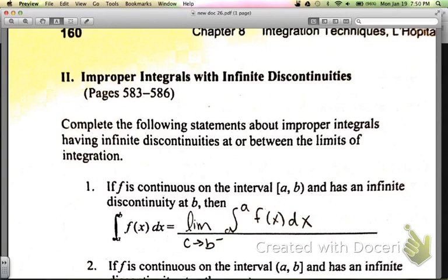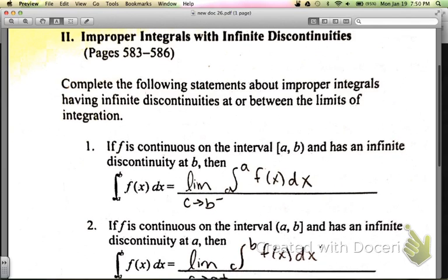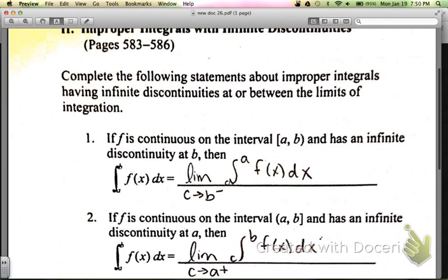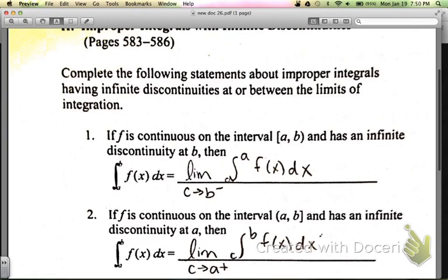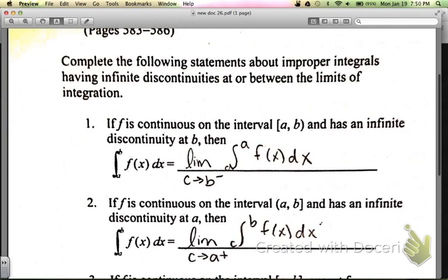Alright, so this is the second half of section 7.8, Improper Integrals. So this is Improper Integrals with Infinite Discontinuities. It's similar to the first half of the section where the endpoints went to infinity. This one's a little bit different in the sense that the endpoints don't go to infinity, but one of the endpoints makes the function undefined.